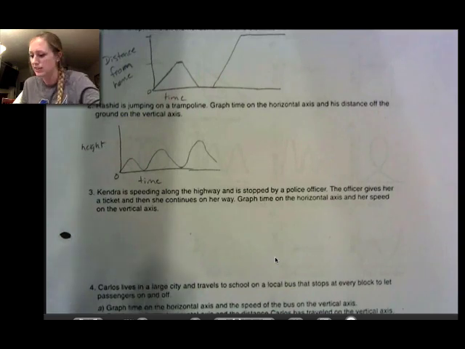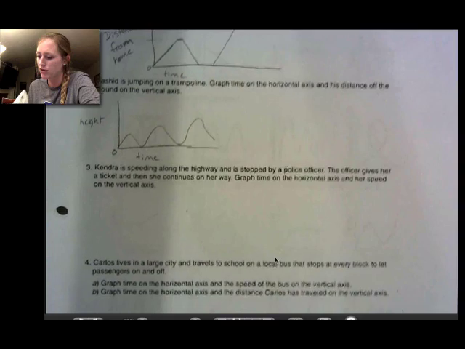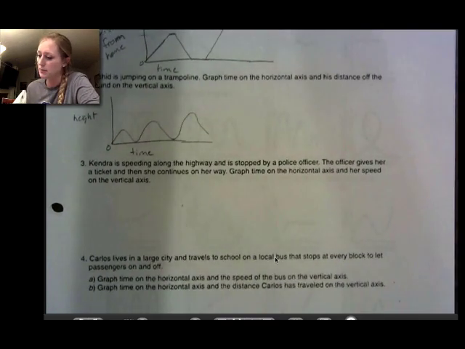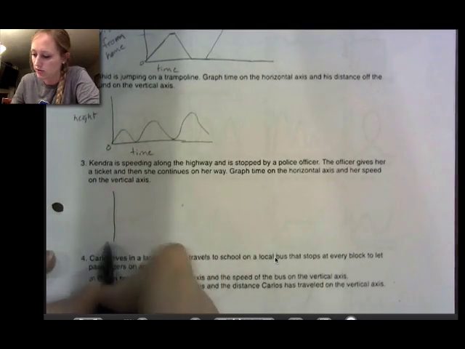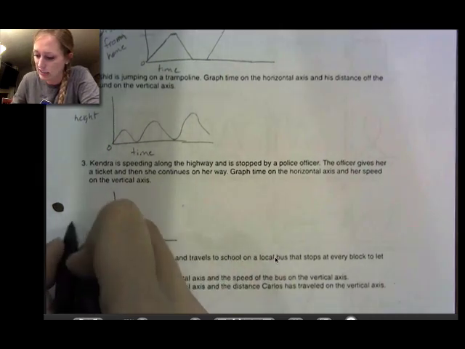All right, I'll do one last one, and then I'm going to leave number 4 for you guys. All right, number 3. Kendra is speeding along the highway and is stopped by a police officer. The officer gives her a ticket and then she continues on her way. Graph time on the horizontal axis and her speed on the vertical axis. So this time, instead of distance, we are graphing time versus speed.